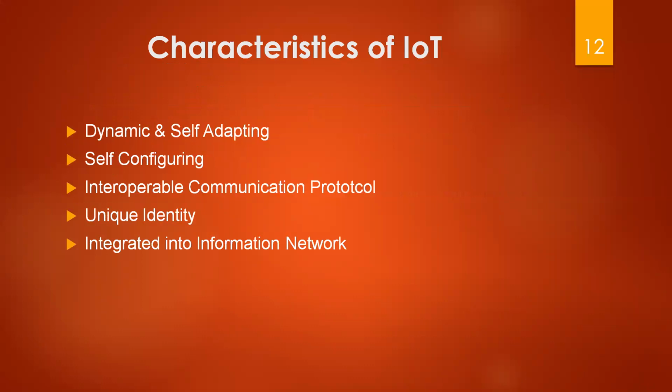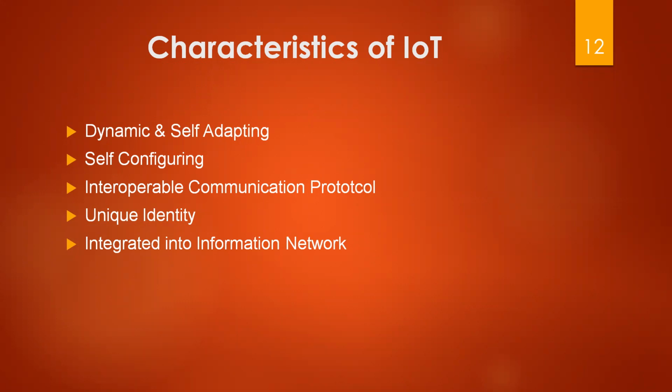Now the characteristics of IoT. These are some points I will discuss one by one. The first point is dynamic and self-adaptive. In dynamic and self-adapting, IoT devices and systems may have the capability to dynamically adapt to the changing context and to take actions based on their operating conditions, user context, or sensed environment.